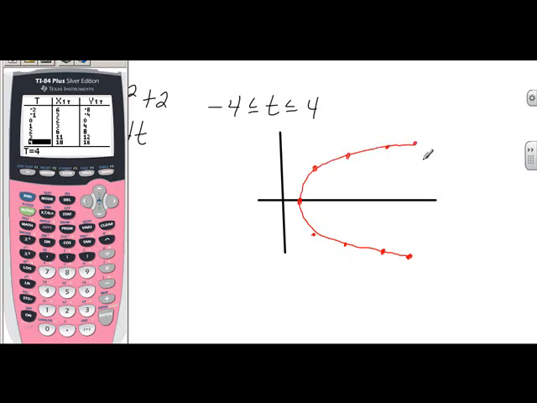So the positive orientation is that, if we're going to describe this graph, the graph starts at the point 18, -16 and travels left and up until it reaches the point 2, 0, which is the vertex of the parabola, and then continues up and back to the right, stopping at the point 18, 16.